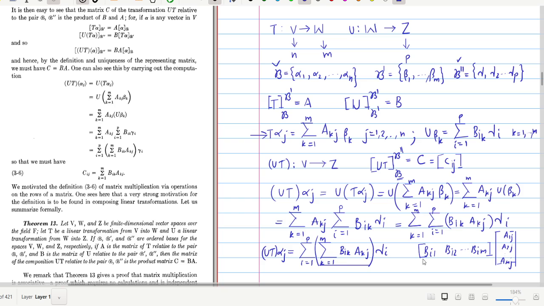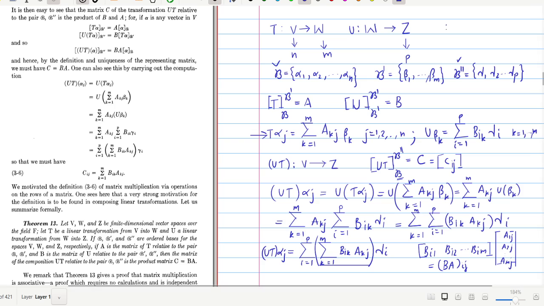This bracket is nothing but the product of the ith row of B with the jth column of A. So this will give the ijth entry of the product BA, the product of the matrix B and A. When you fix it for each i, you will get the ijth entry as this bracket. So this constitutes the jth column of the matrix of ut.